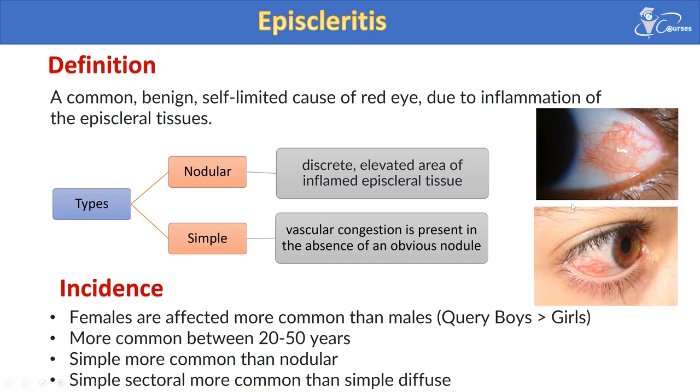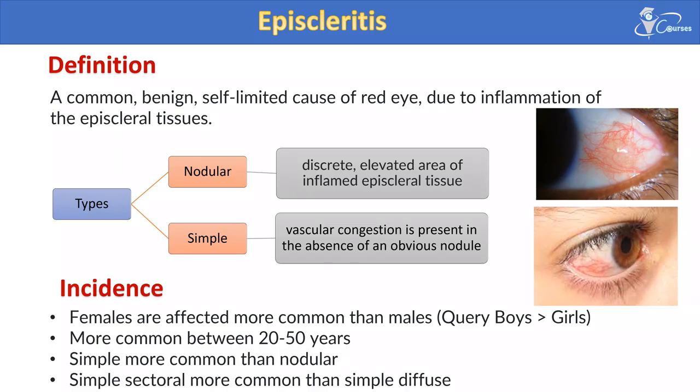Another more common form is the simple form or the diffuse form, in which there is only vascular congestion. It can be either sectorial, taking a sector, or diffuse, taking the whole episclera. It is just a vascular congestion, flat with no obvious nodule.